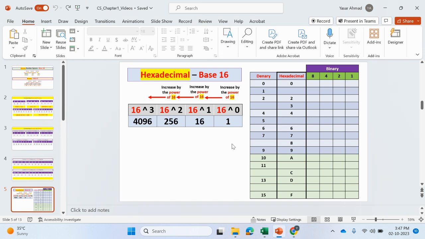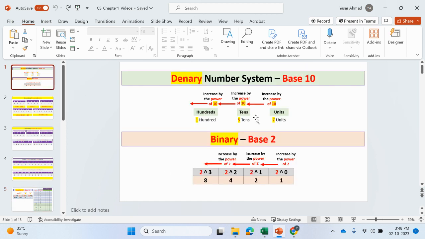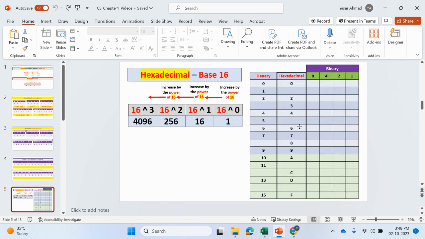My name is YAHMAD. In this video, we're going to continue our computer science tutorials and look at hexadecimal. Hexadecimal is base 16. It's made up of 16 characters, including numeric values and also letters. Just to compare, in a previous video, we looked at binary, which is base 2. Binary is only made up of zeros and ones. Hexadecimal increases by the power of 16, and we'll come back to this table in a moment.